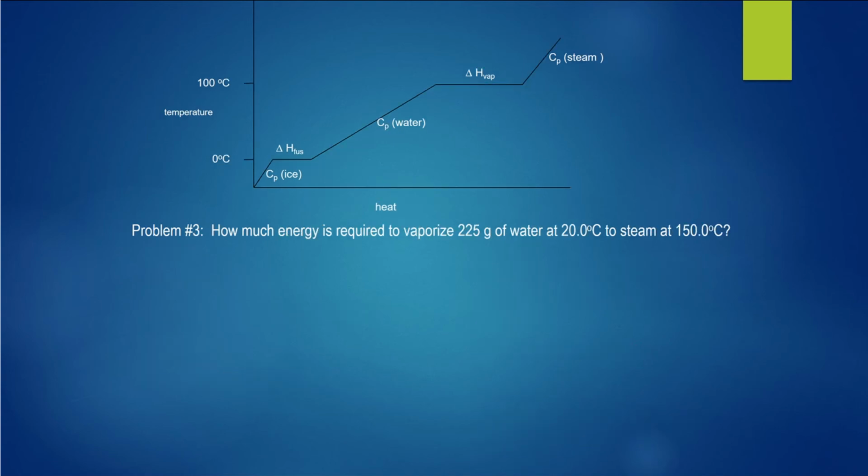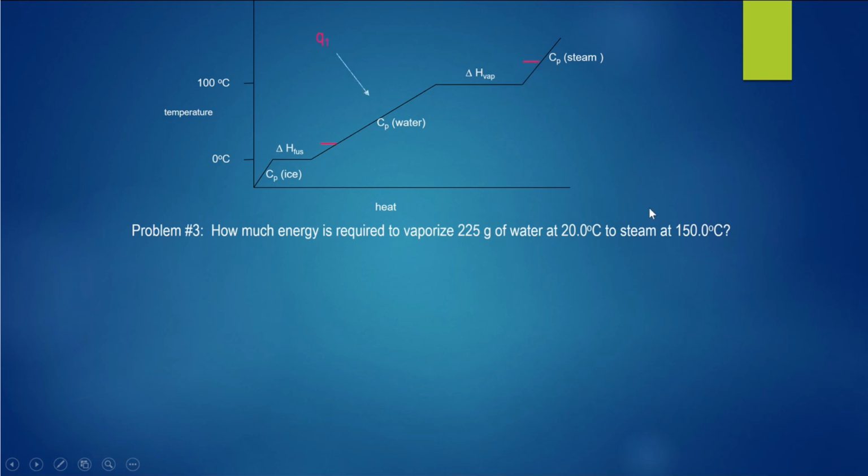So a third problem. How much energy is required to vaporize 225 grams of water at 20 degrees Celsius to steam at 150 degrees Celsius? Again, having our heat curve will help us to see how many total Qs we're going to need to calculate. We're starting about here, 20 degrees Celsius, and we'll be ending way up here at 150 degrees Celsius.